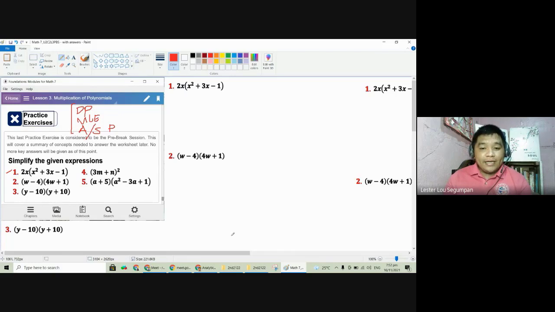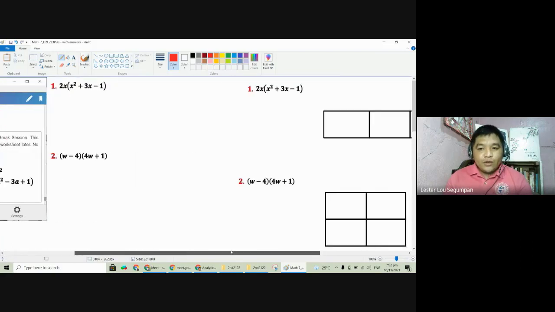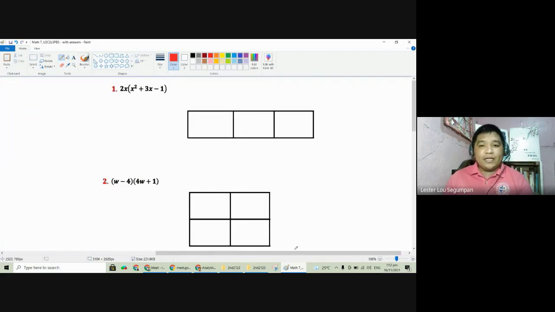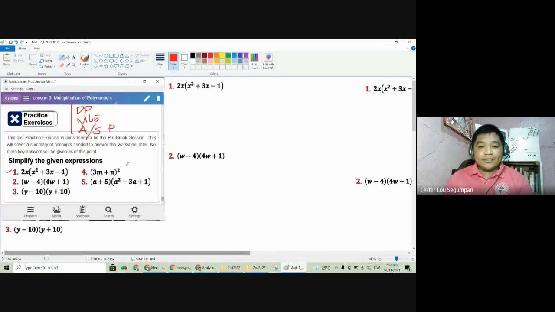I also prepared here an area wherein we're going to use another model, specifically the area model, also known as the lattice multiplication, that you could also use to get the product of these polynomials. But then again, our first concern is with these three steps.